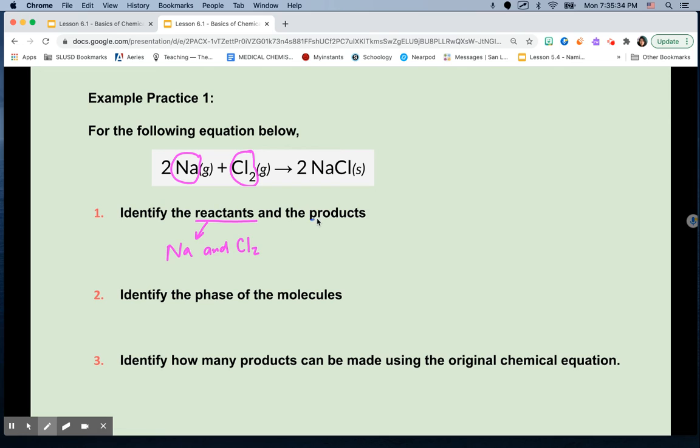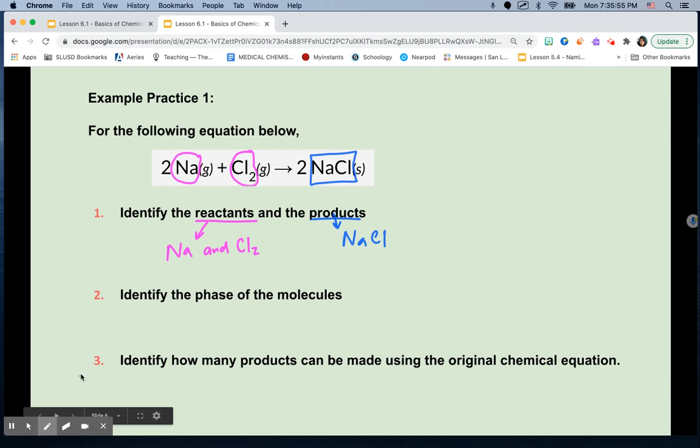In terms of the products, those are things after the arrow, right? So after the arrow, I make 2 of these things called NaCl, and they're going to be solid. So I'm going to make NaCl. That's what I'm going to produce.